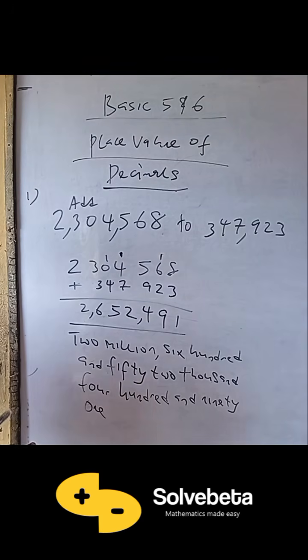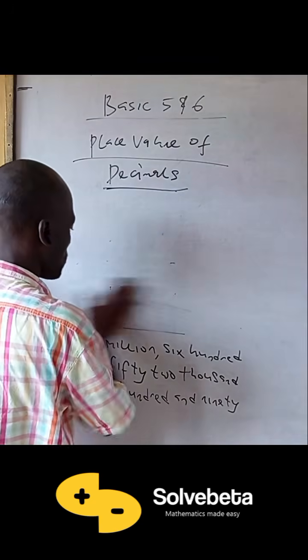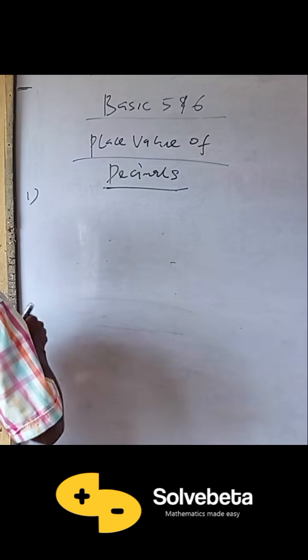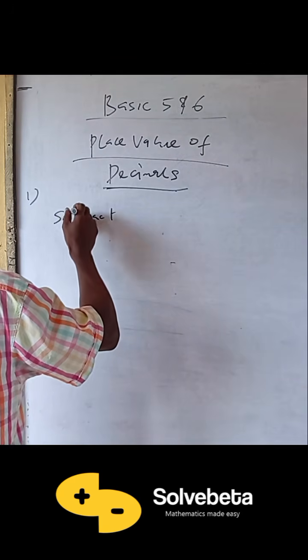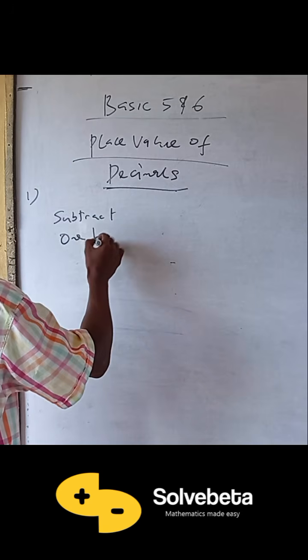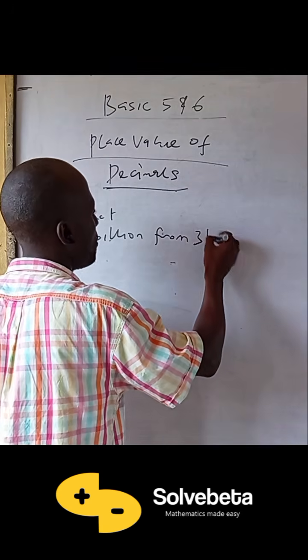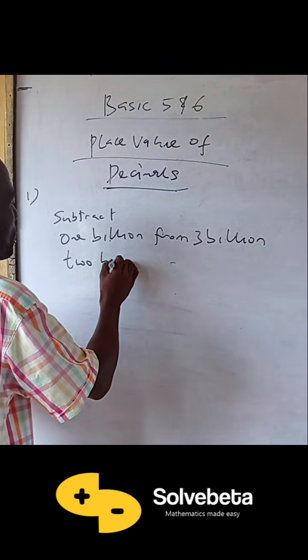Let's say subtraction. Let's say we have to subtract. So quickly write this. Let me give you 3 seconds. You can pause the video. So what we have to subtract: 1 billion from 3 billion 205,000.